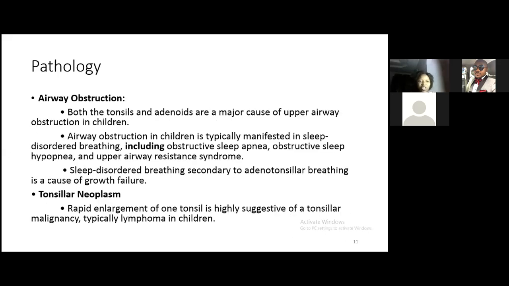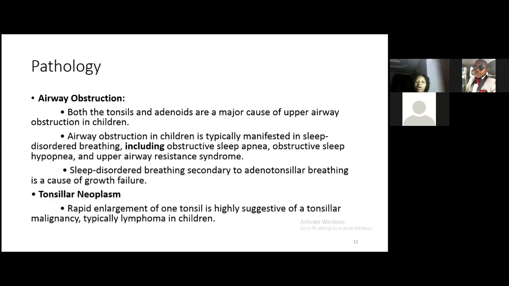So apart from infection, another disease that could affect the tonsils could be hypertrophy or hyperplasia. And in most cases, they actually manifest with airway obstruction. Now, we know that enlargement of the tonsils and adenoids is a major cause of upper airway obstruction in children.